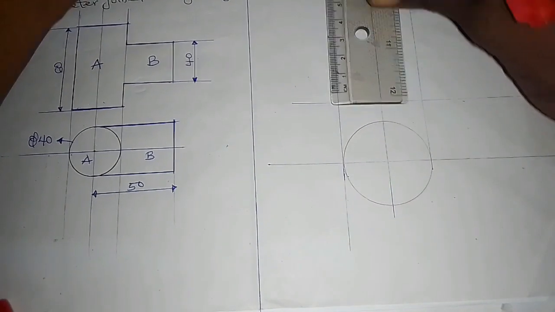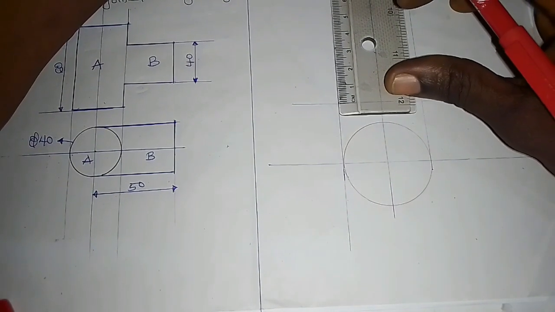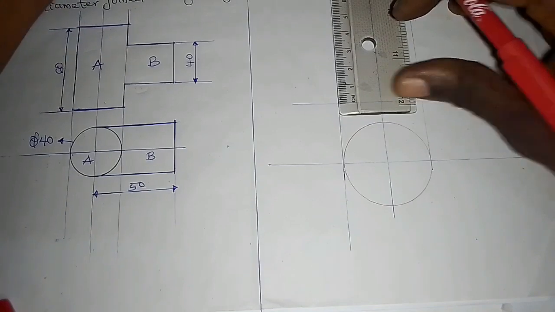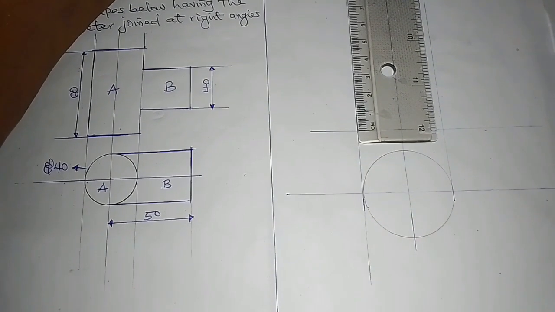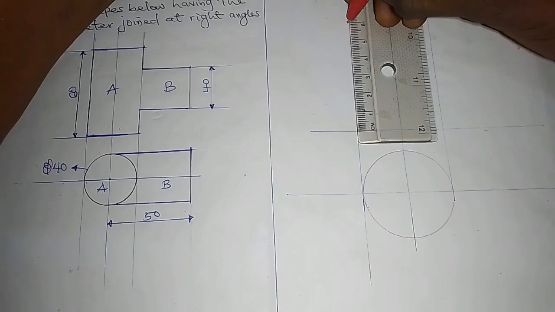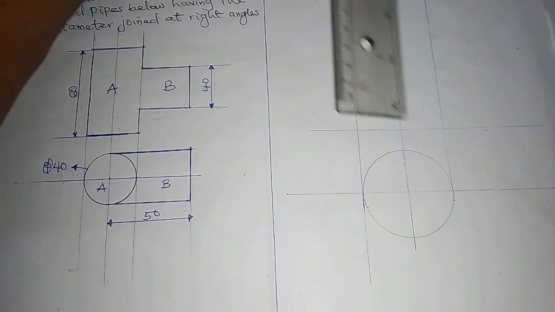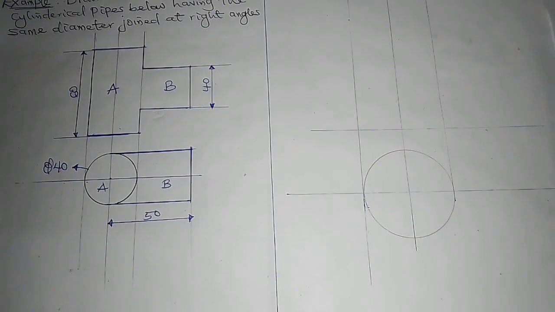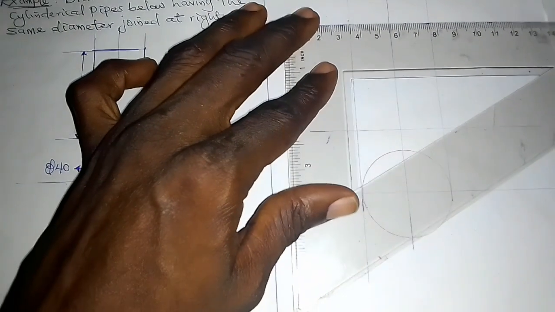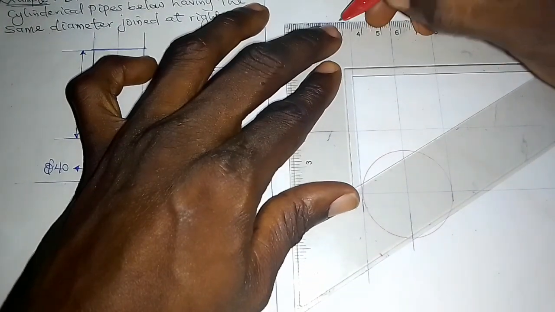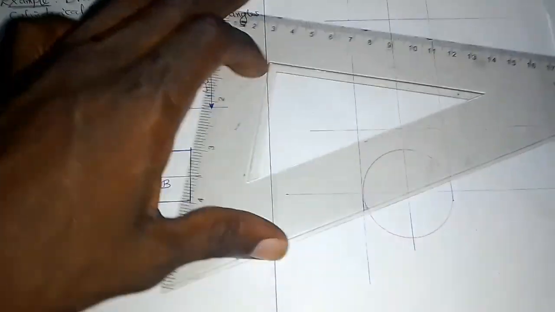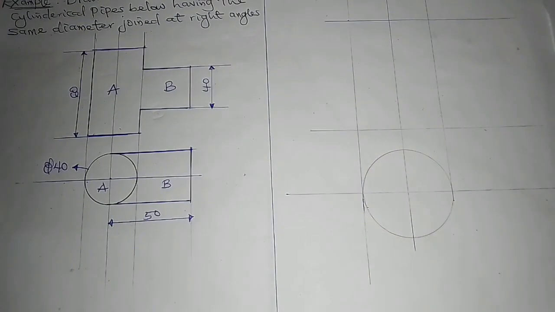So I'm going to measure 60 now. So this is 60. That is 60. So if that is 60, all I just need to do is get the rectangular box.